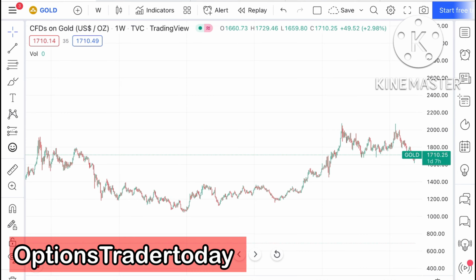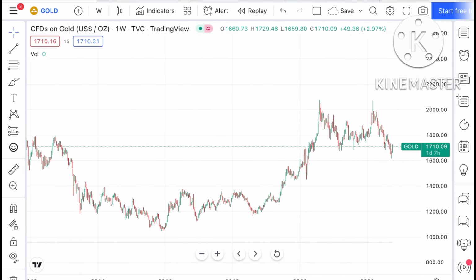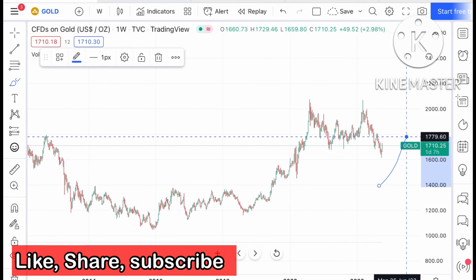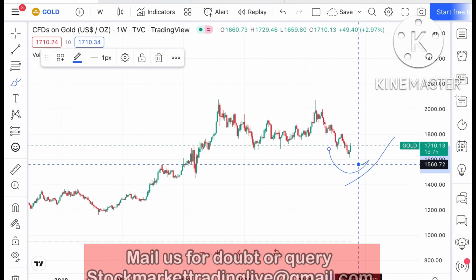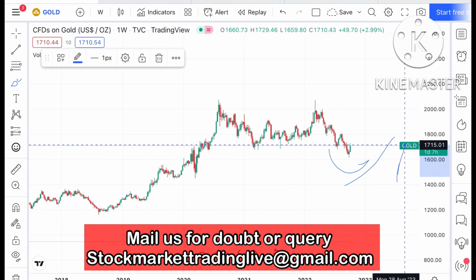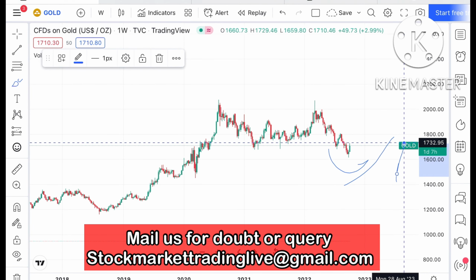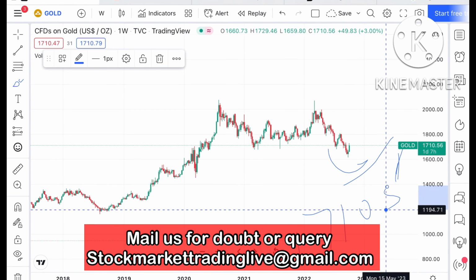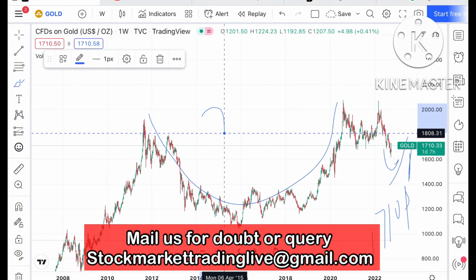As we have seen, the gold price is currently trading at $1710, and after making a low of around $1612, it has moved upside. This is the particular zone where we have seen a swing high form, and from there it has already made a high around $1732.95, and from there it is trading at $1710.